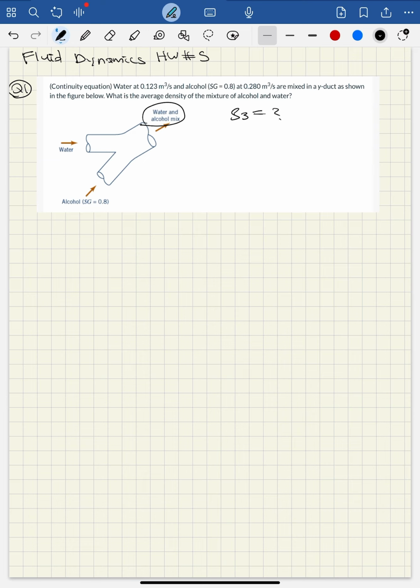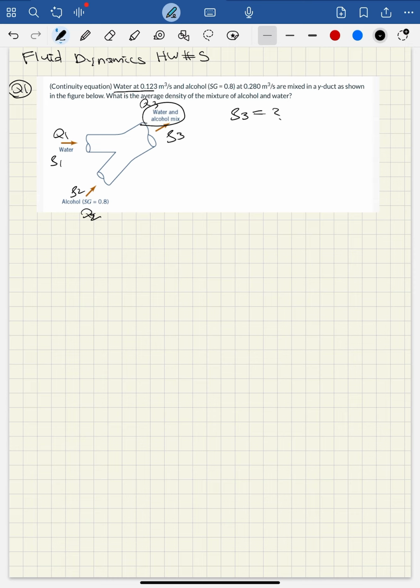If it helps you out, maybe draw everything. Basically you have volumetric flow rate 1, density 1. Here you have density 2, volumetric flow rate 2, and density 3, flow rate 3, right? So before we go into solving, let's take a look at what we're given.